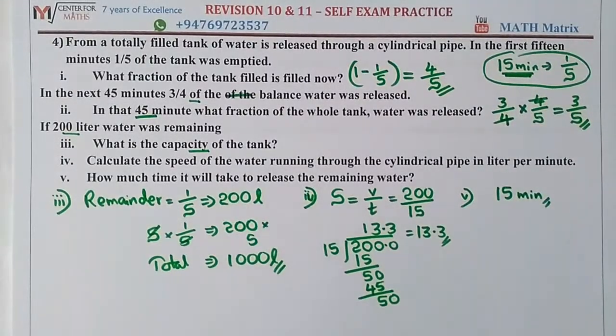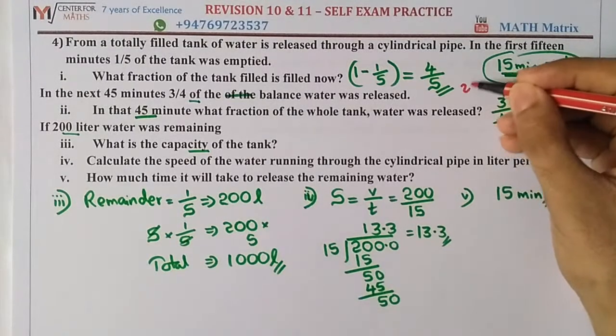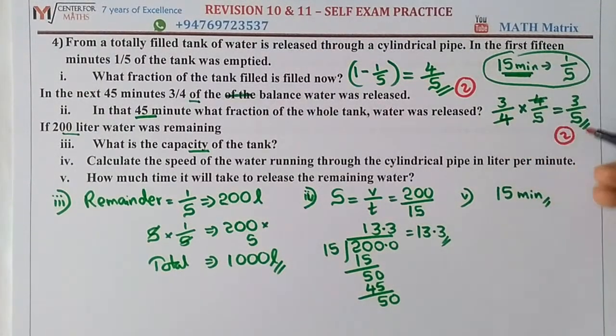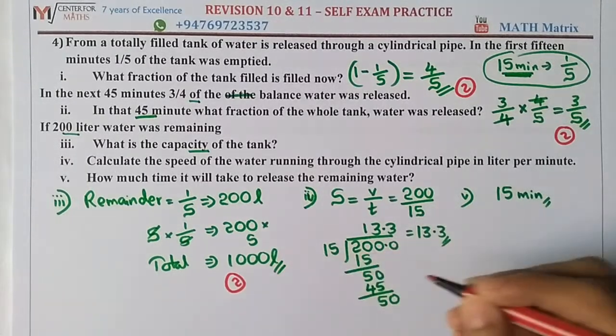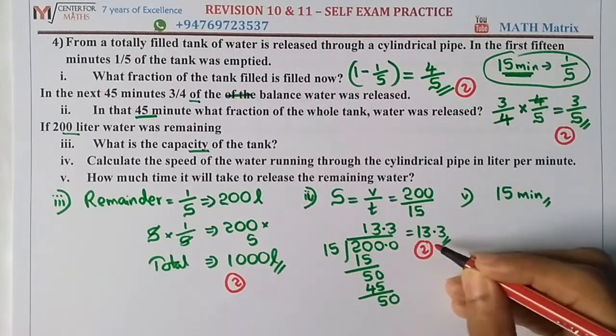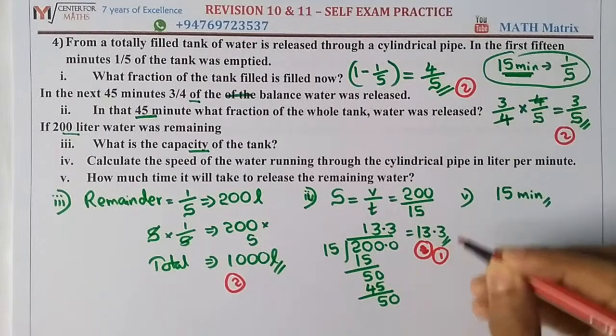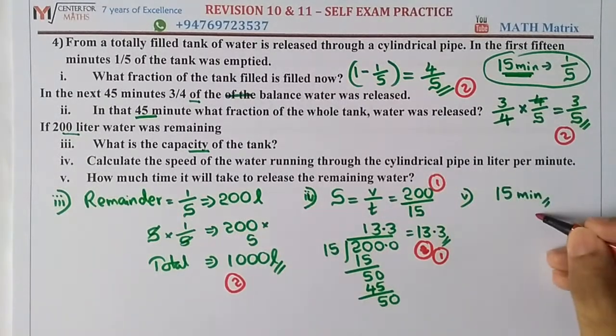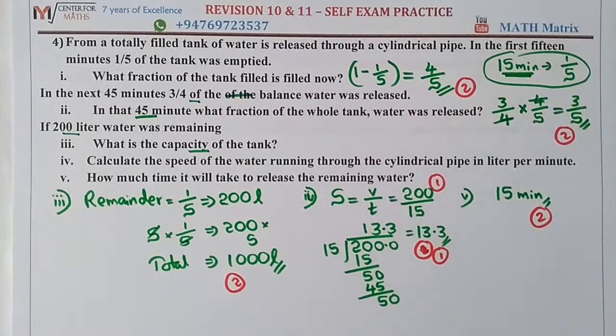That's it. So now the marks. For the first one you will be getting 2 marks. For each question they will be giving 2. For 1000 liters, 2, and for this 13.3, again 2. Wait, 1 for 13.3 and 1 for the formula. And here 2 marks for 15 minutes.